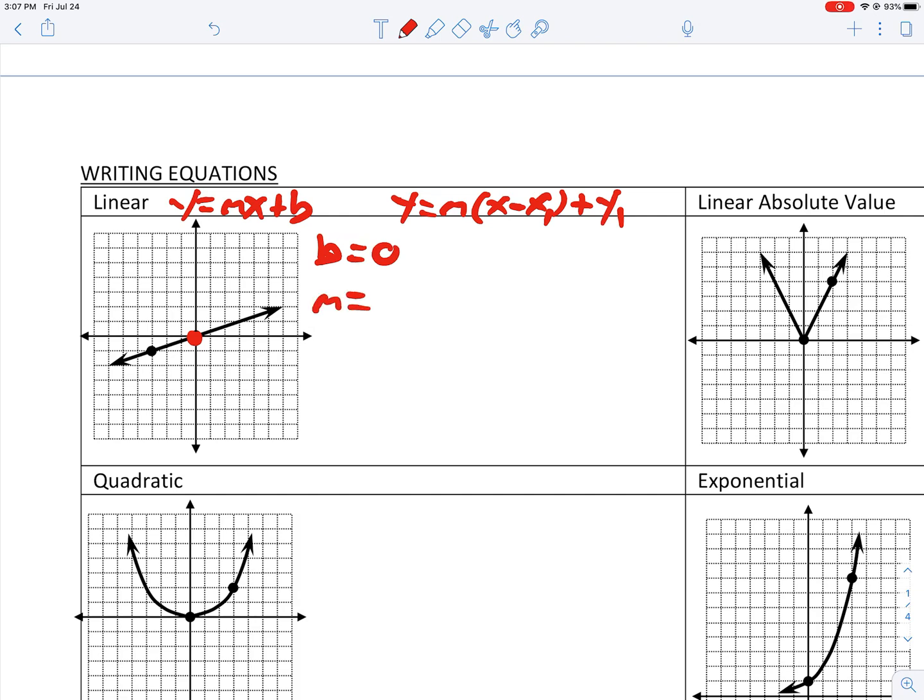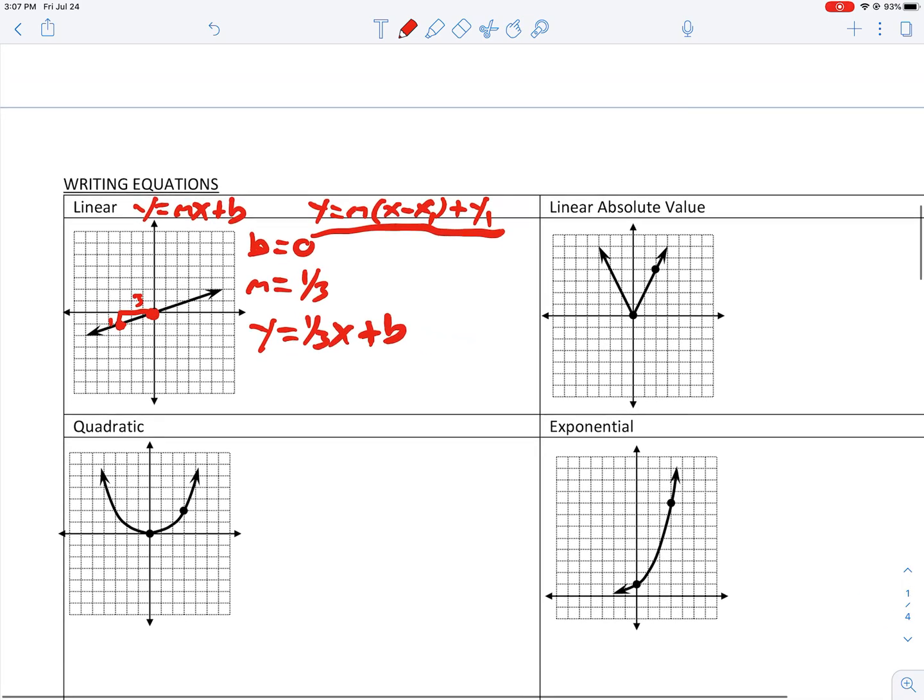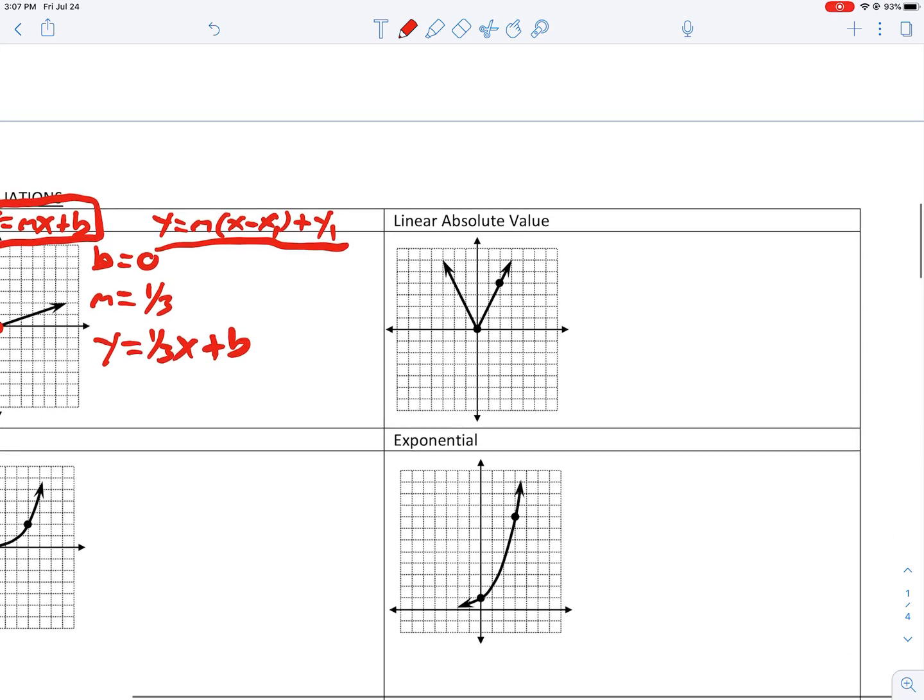So all I need is my slope, which I get from here to here. So 1 over 3. So it's a rise of 1, run of 3. So the y equals 1/3 x plus b. I will use this a little bit later in some equations. So if you know the y-intercept, you want to use slope-intercept form. That's the easiest way.